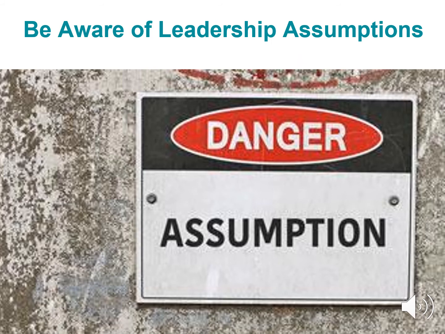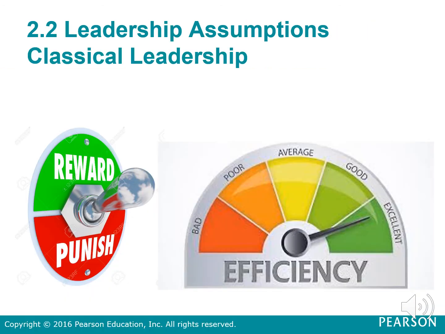Leaders must be aware of their own assumptions about the task, the team, and themselves. Some of the leadership assumptions may begin with the classical leadership approach. Three main approaches: classical, human relations, and human resources. The classical approach stems from the late 1800s and the Industrial Revolution. It bases management on the concept of rewards and punishments. The goal of management is to minimize wasted motion and improve efficiency.